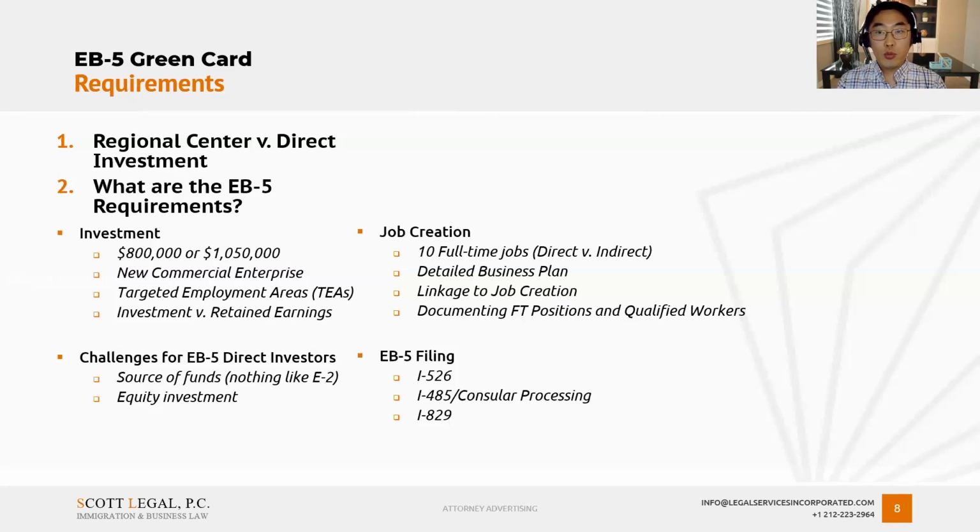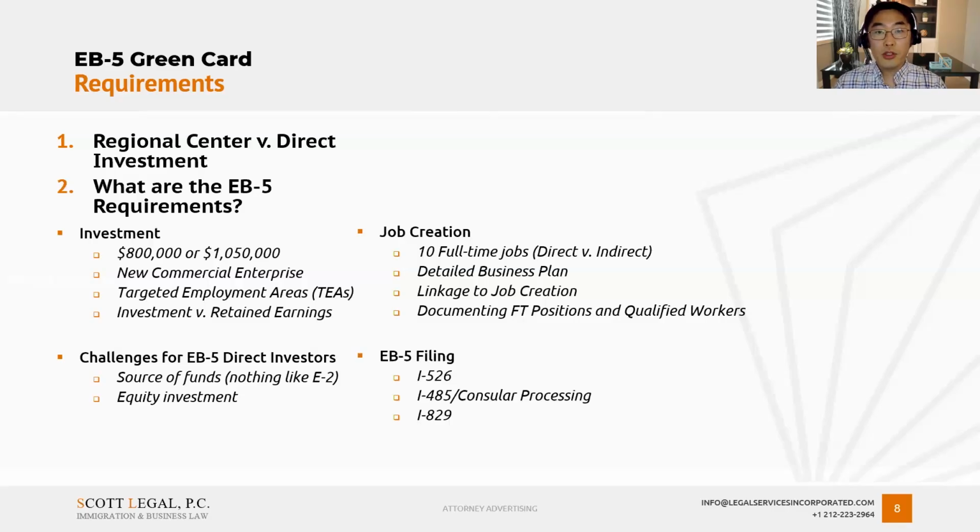The 10 full-time jobs must be filled by individuals who are U.S. citizens or U.S. permanent residents. Foreign nationals with other types of working visas, like H1B or TN, do not qualify for the 10 jobs requirement of EB5.